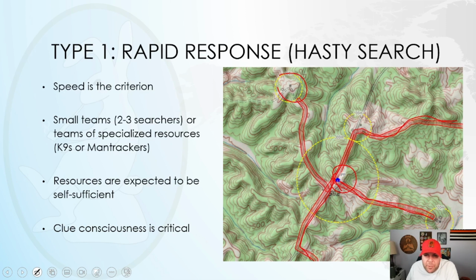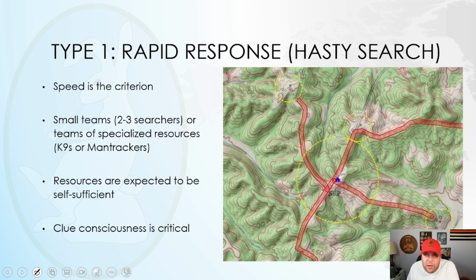So whenever we say a rapid response or a hasty search, it's really working from the inside out and working those easy routes of travel and running those to the ground, because there's a high likelihood that we'll catch the victim or we'll catch a clue along those routes. Okay. Clue consciousness here is very critical. So train rapid response teams, man trackers, canines.